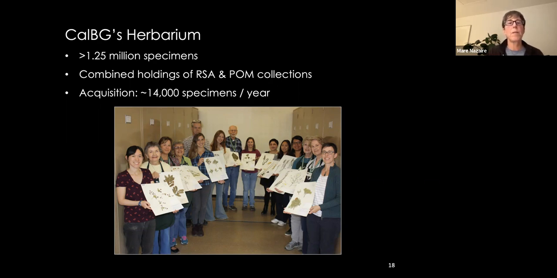Pre-pandemic, we were accessioning about 14,000 specimens a year. Right now, we're probably accessioning about 2,000 specimens a year. I'm trying to strategize ways in which we can expedite our accessioning strategies. We have probably the best representation of Southern California plants, but we are worldwide in scope.